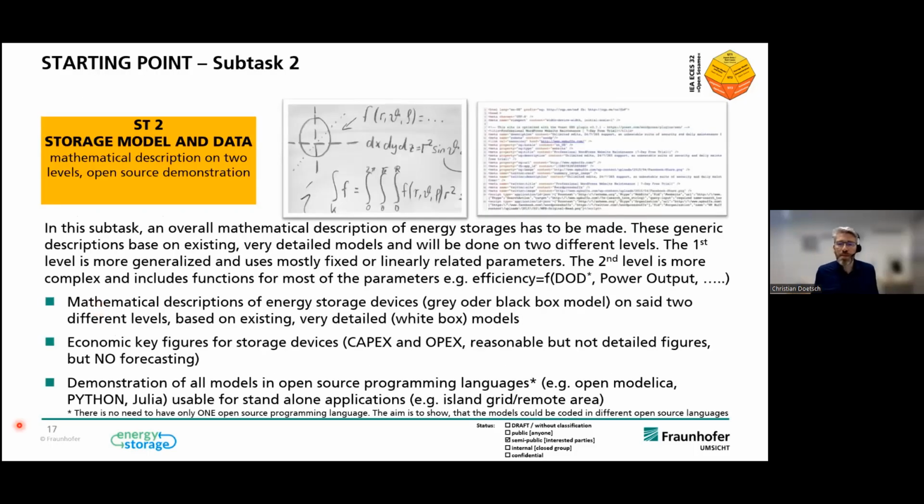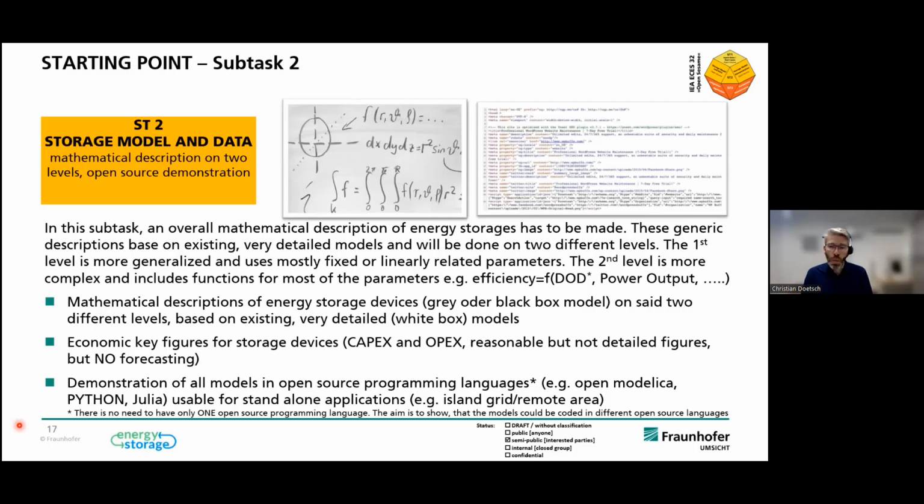So subtask 2 is the main point of our activities. This is the approach to get all the mathematical descriptions of the storages as mentioned in level 1 and 2 in this case. And we tried also to define it as a white, gray, or black box model here. And I would say this level 3 model was more or less a white box model. So level 2 is a gray box model, something in between, and level 1 is more or less only a black box model at the end.